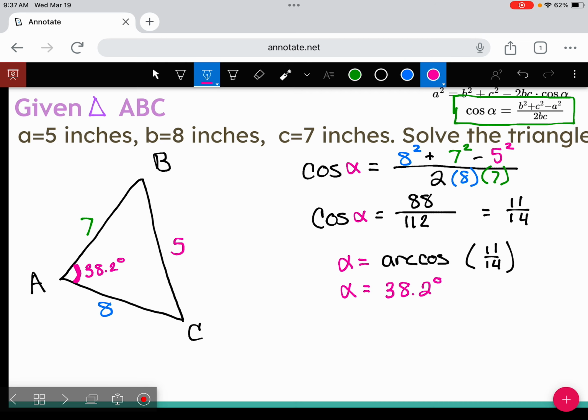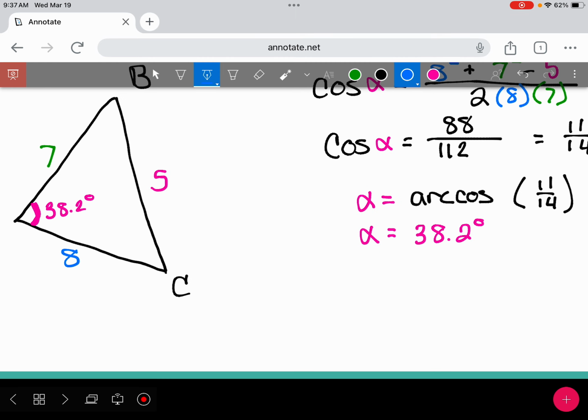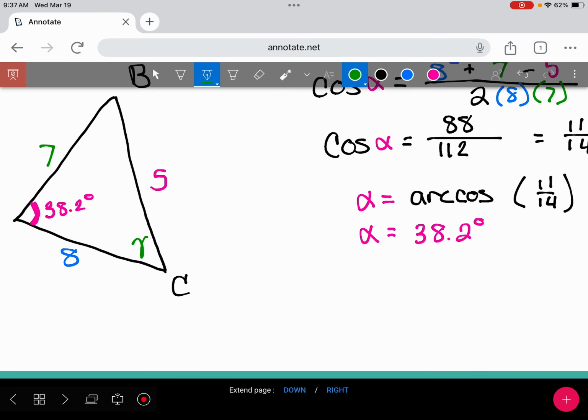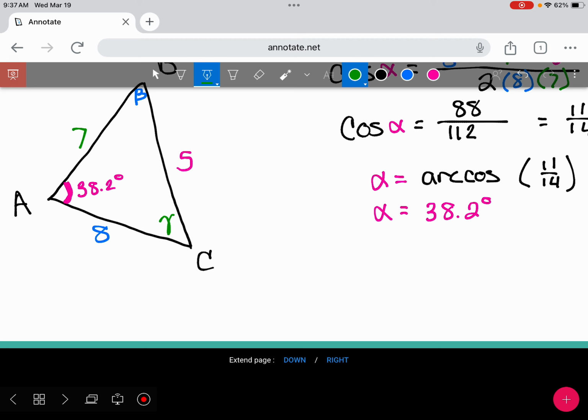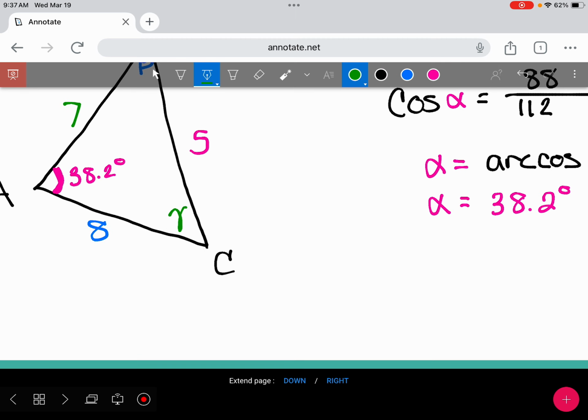And we can find beta, we can find gamma. We can do it using law of cosines, we can do it using law of sines. Either way. So we've got our gamma here, we've got our beta here. Which one do you want to do next? Gamma. Are you going to use law of cosines or law of sines? Law of sines. Sounds like a plan.